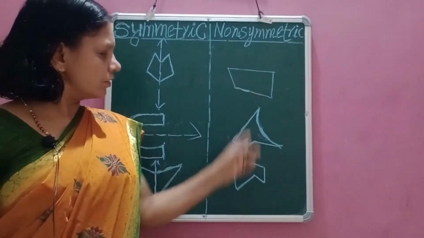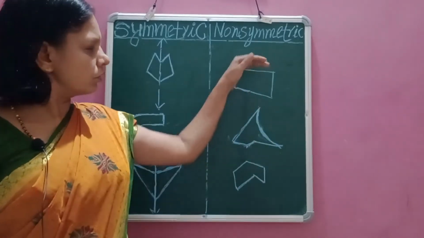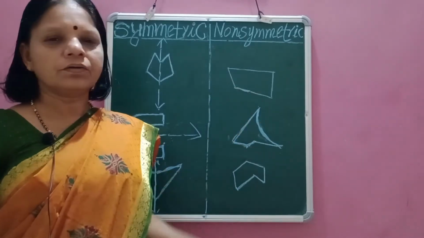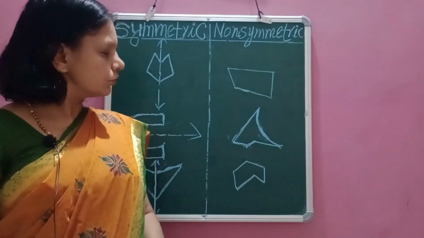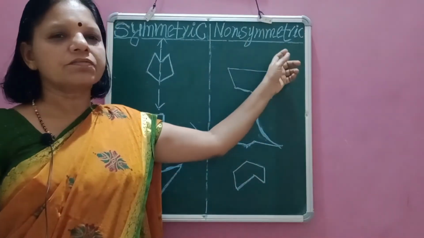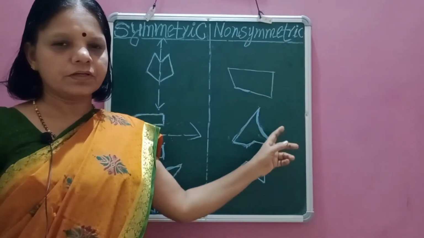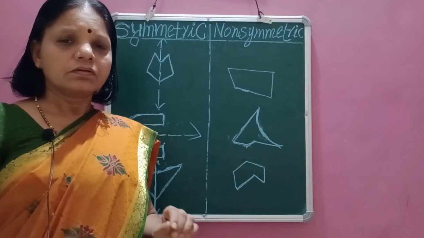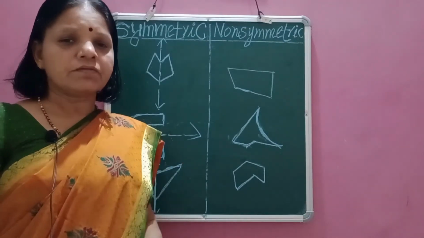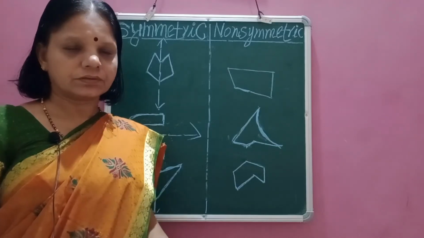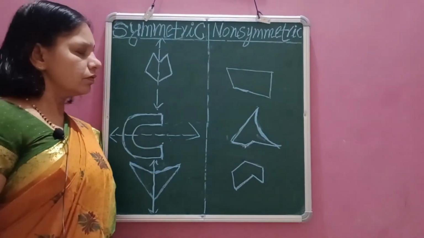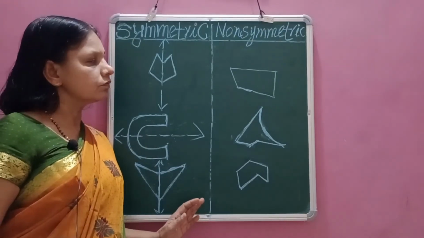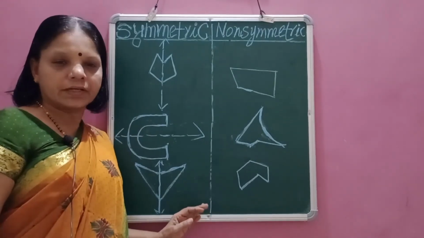That is, you can see these figures, you cannot find a line, or if you draw a line in any direction, it will not divide the figure into two congruent halves. So these figures are said to be non-symmetric. So what are non-symmetric figures? There is no line which divides the figure into two congruent halves. Clear? Then the figure is said to be non-symmetric.